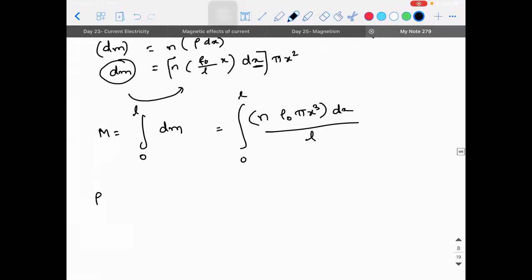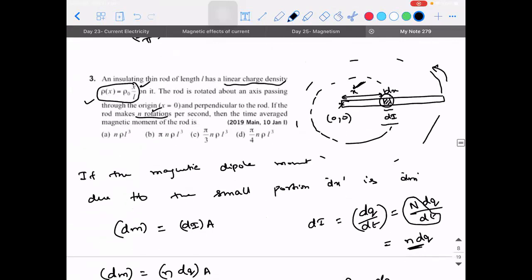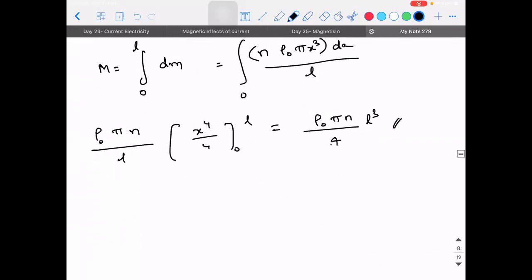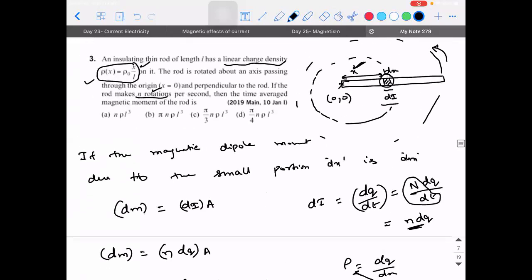So take out all the constants. Rho naught pi n divided by L into integral of x cube dx is nothing but x power 4 by 4 from 0 to L. So it is rho naught pi n divided by 4 into L cube. So this is going to be the final answer. Is there an option like this? Rho naught pi n divided by 4 L cube. It should have been rho naught. Okay, I think this fourth one.